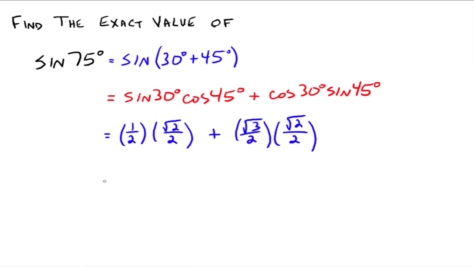When you add all that up, you get the square root of 2 over 4 plus the square root of 6 over 4. So you get the square root of 2 plus the square root of 6, which does not go to the square root of 8, all over 4. That's it. That's the exact value, using our identity.